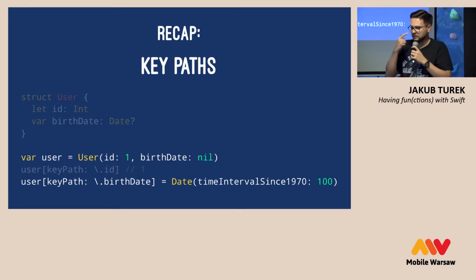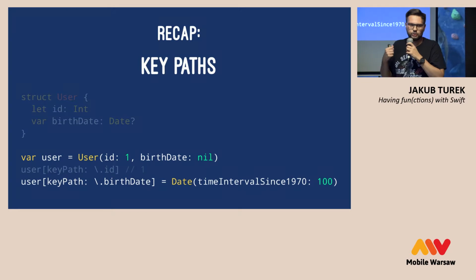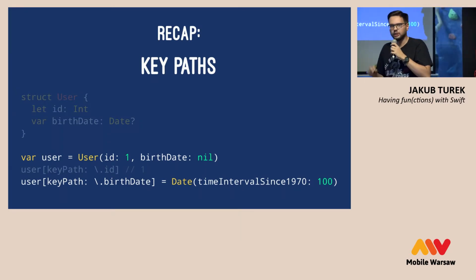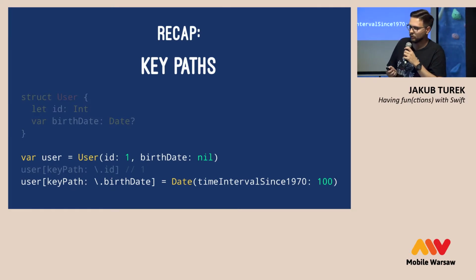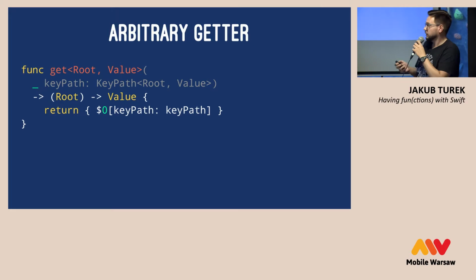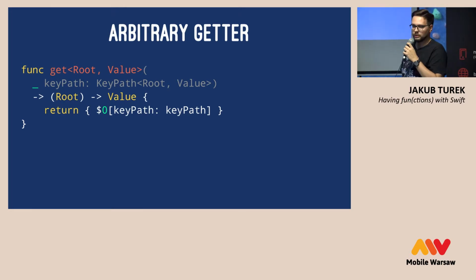Of course, in this example, it's totally useless because we could just use dot notation. It would be much more concise, but we will use key paths for something else. We will use the key path to build a function that's an arbitrary getter. So it can take in a generic root object type, and it can take in a generic property of that object type.